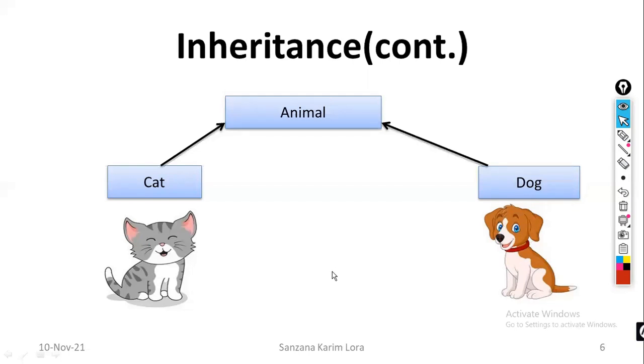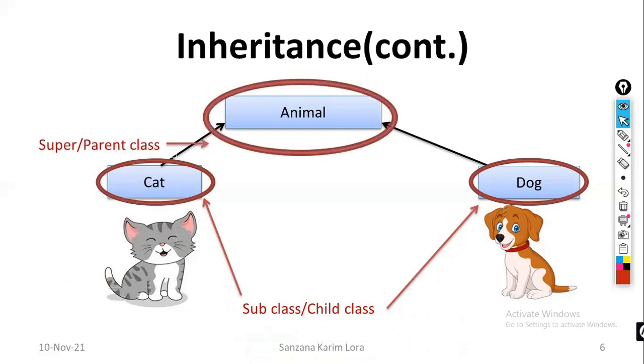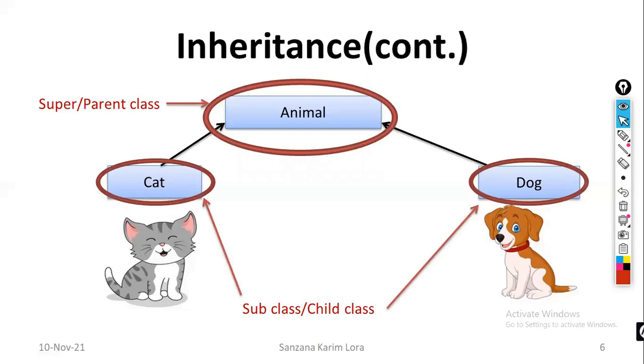Here the Cat class and Dog class are known as subclass or child class, and the Animal class, from which classes are inheriting some properties, can be called superclass, base class, or parent class. So in future, if I use the term superclass, base class, or parent class, then always remember I'm talking about the class from which some classes are inheriting some properties.